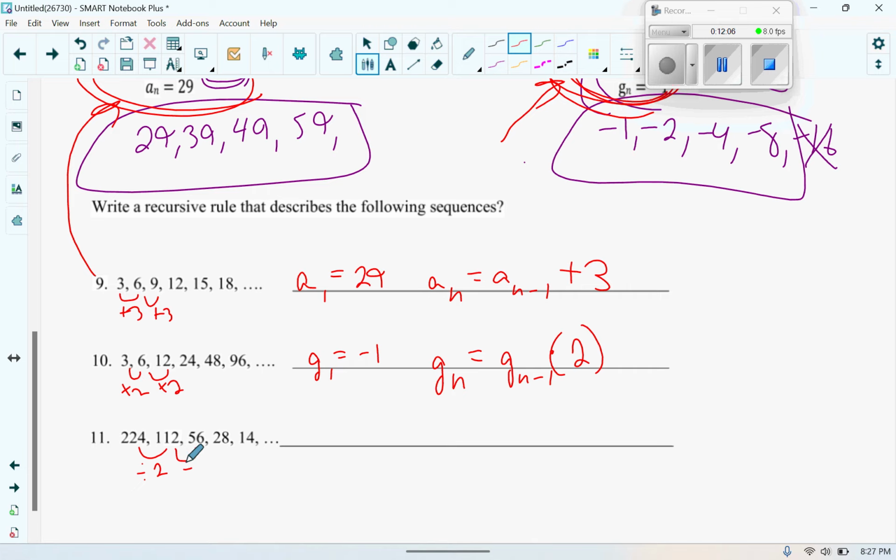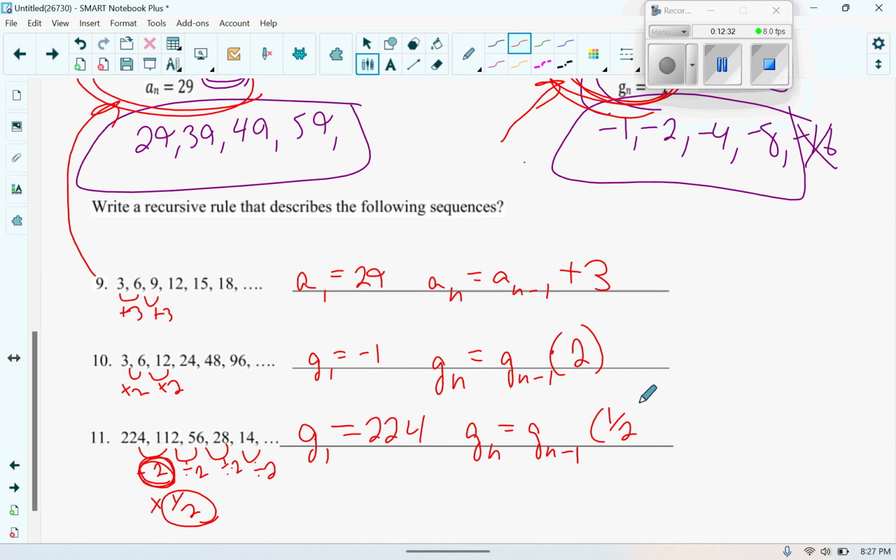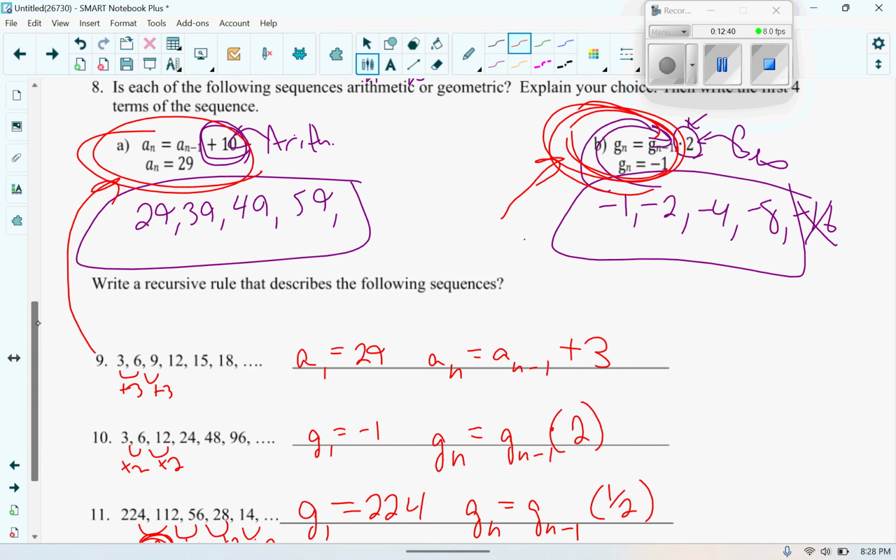Yeah, look at this. We're dividing by 2 everywhere, but remember, we can't say dividing by 2. We have to say multiply by 1/2. So it's multiply by like 1 over whatever you're dividing by. So we're still going to use that g, the geometric one. So I'm going to say g of 1 equals 224. And all of this is going to be the same, except instead of 2, I'm going to say 1/2. And that's it. So up here, this one should be 1, and this one should be 1.